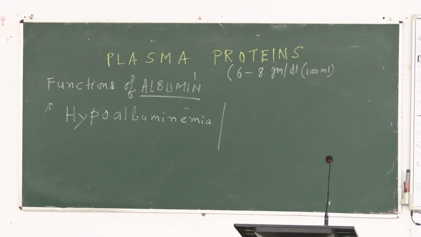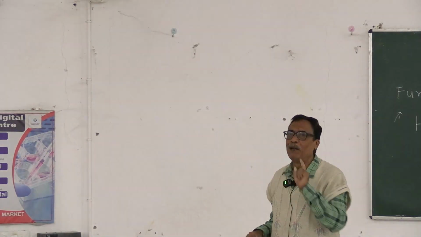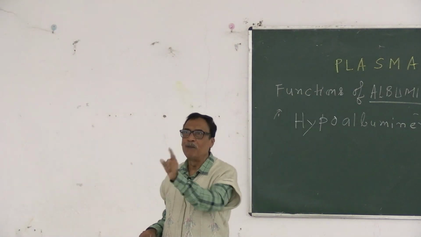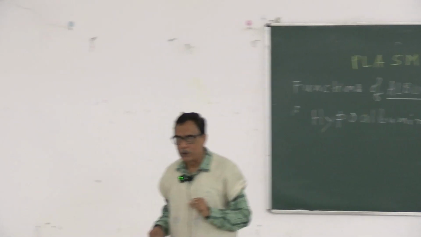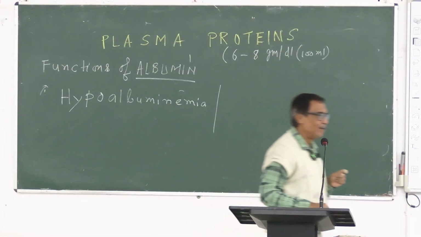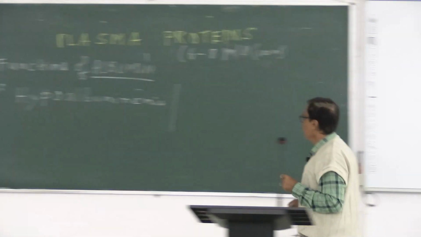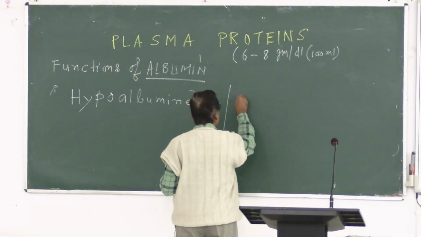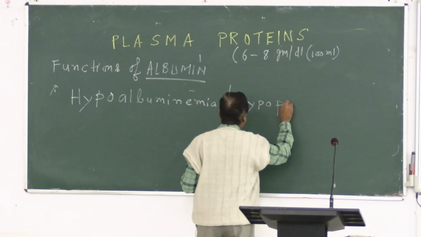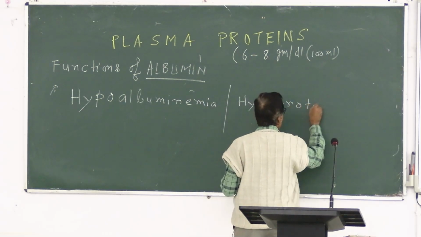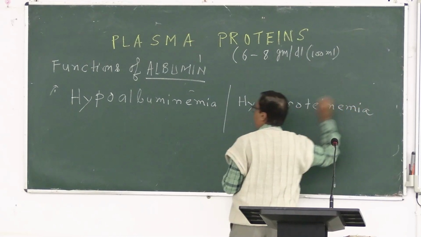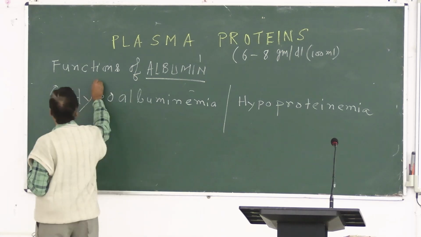Hypoalbuminemia means decreased albumin level than the normal value, that is less than 3.5. Hypoproteinemia means decreased protein level than normal, that is less than 6 in case of protein. Hypoalbuminemia is mostly associated with hypoproteinemia, not in all cases. Now, what are the causes?